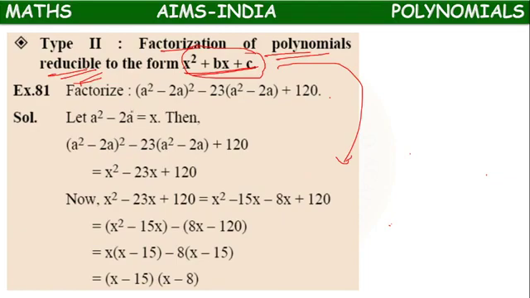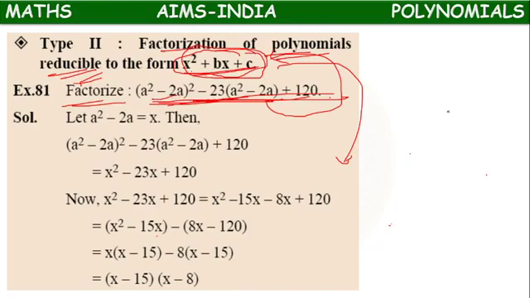Suppose example 81, factorize this expression they have given. This expression is not in the form of x square plus bx plus c. So first we change it to the form of x square plus bx plus c, then split the middle term and find the factors. Same as type 1. This reducing part is the extra part we are learning in this type.